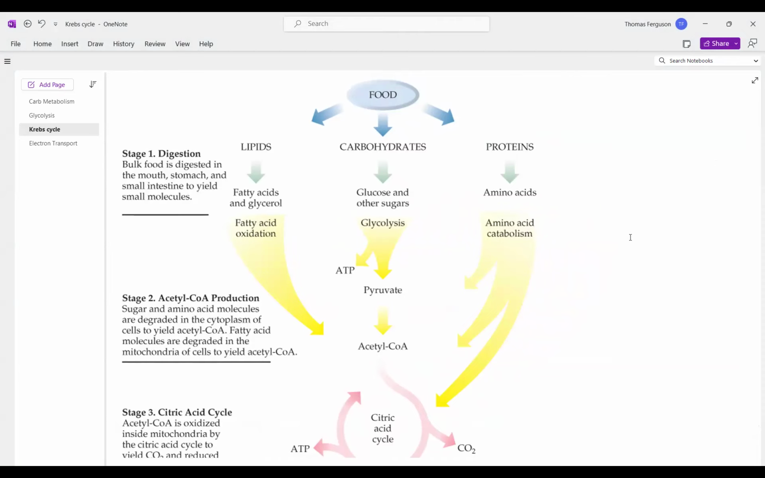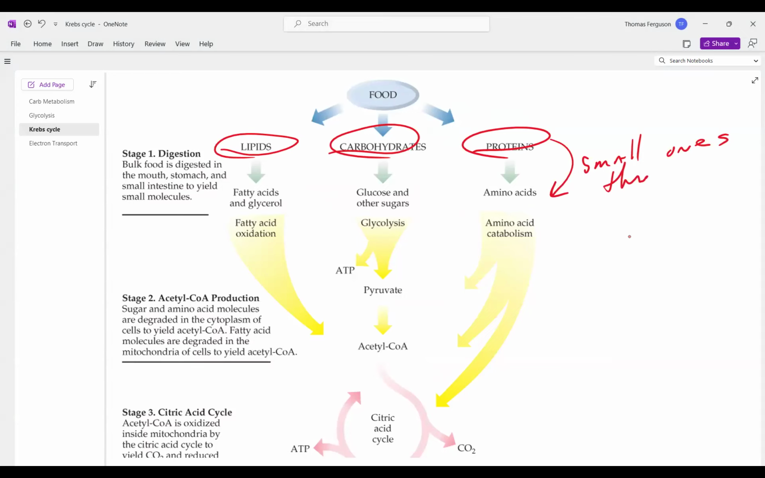Okay, so I want you to be comfortable with the chain of events starting at food down to producing energy. The first stage of digestion is converting big molecules to small ones, through hydrolysis, converting the ester bonds, the amide bonds, and the glycosylic linkages to get down to the smaller molecules.